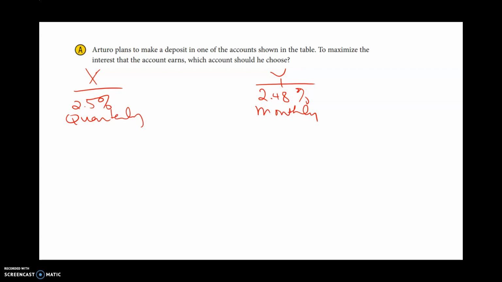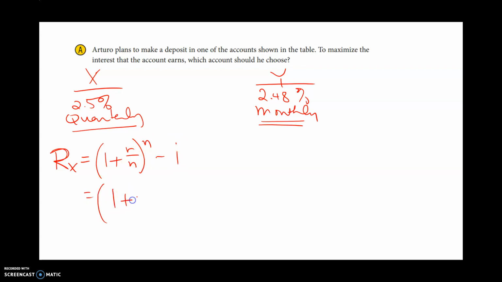Well, at first he's not sure. Interest rates are close. 2.5 is better if you just look at the rates, but monthly is compounded more often than quarterly. So we're going to use these equations. What's our effective rate of interest? It's 1 plus r over n, to the n, minus 1. So that's 1 plus r over, quarterly is n equals 4, isn't it? Raised to the 4 minus 1.